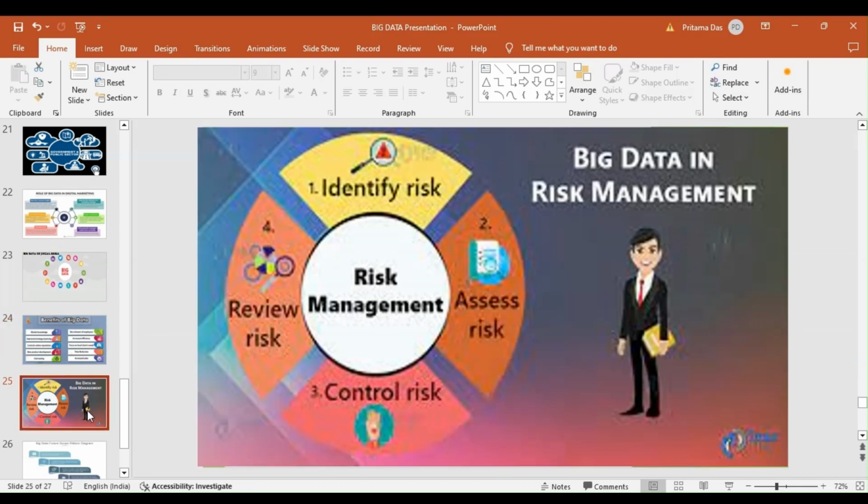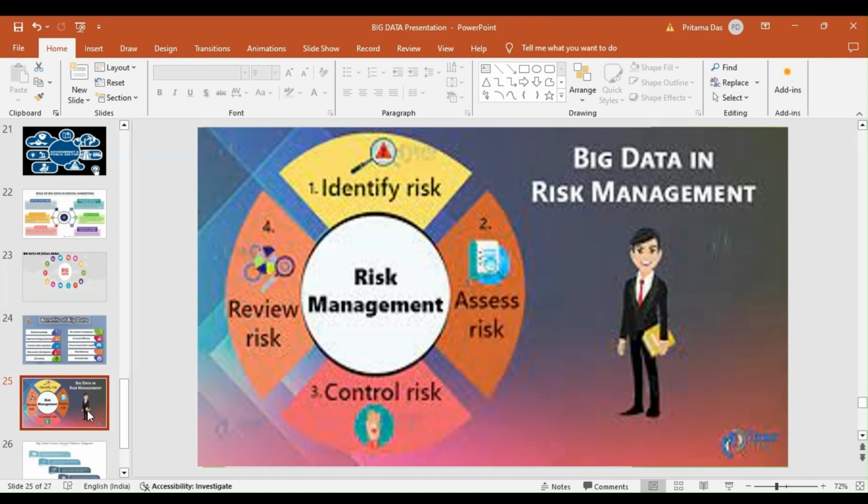So, next one is big data in risk management: identify risk, control risk, review risk, assess risk. So, risk factors in big data. Risk factors in big data include privacy concerns, data security threats, and the potential for biased or inaccurate results. Privacy issues arise when sensitive information is mishandled or improperly shared. Data breaches can compromise the security of large datasets, leading to unauthorized access and misuse.